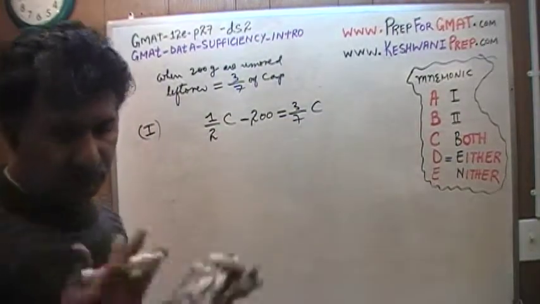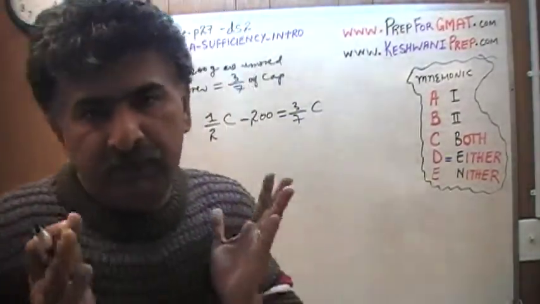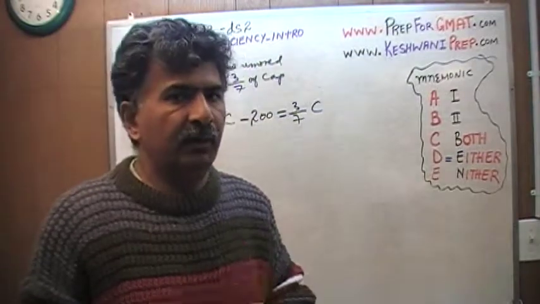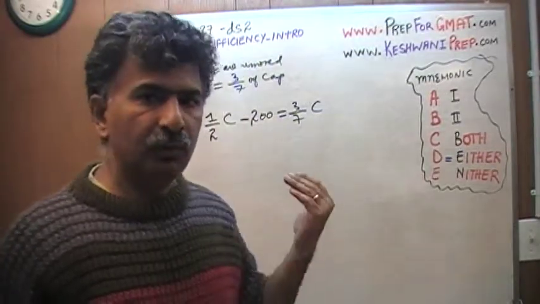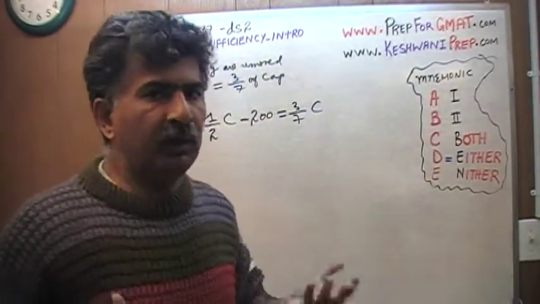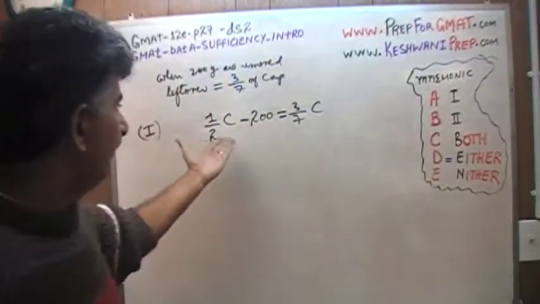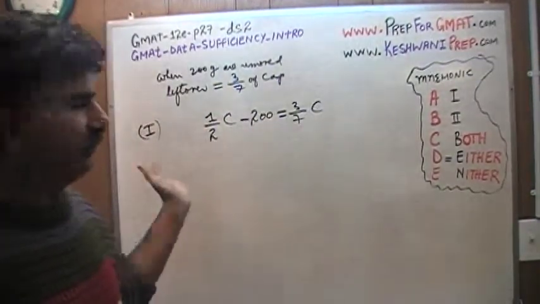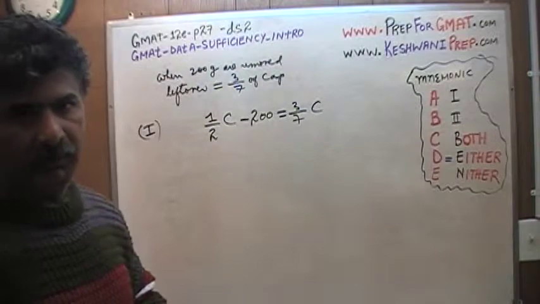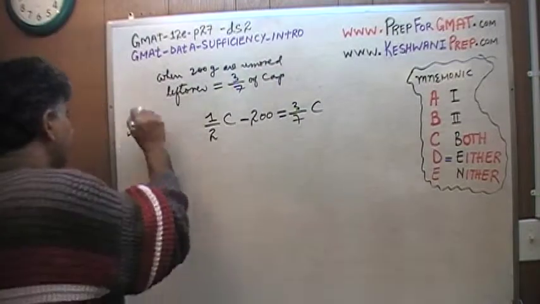And the question simply is, what's the capacity? We do not know what the capacity is, because they're not actually asking you to figure out what the capacity is. The question is, do you have enough information now to figure out the capacity? The answer is yes. It's a simple linear equation. Of course we can figure out the capacity. Statement 1 by itself is enough.